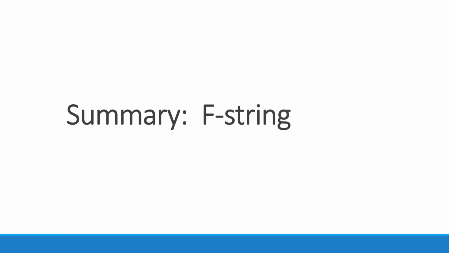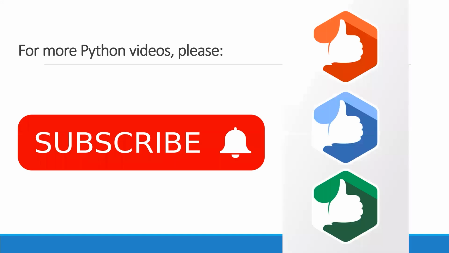In summary, F-strings offer a powerful and concise way to create formatted strings in Python, providing a convenient syntax for embedding expressions and variables within strings. They simplify string interpolation and make the code more readable and maintainable. F-strings were introduced in Python 3.6 and have become a popular choice for string formatting in modern Python code.